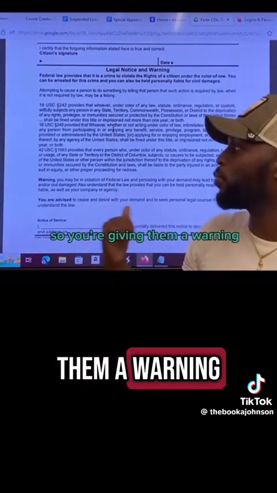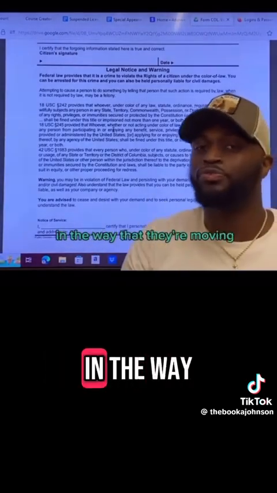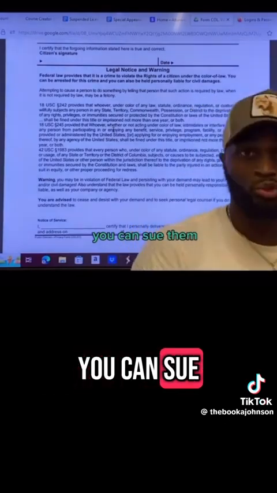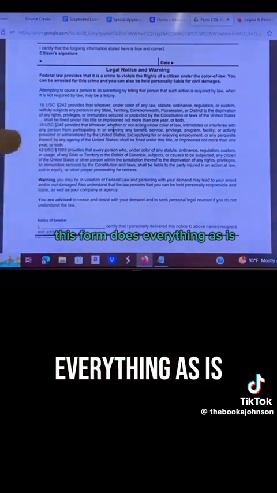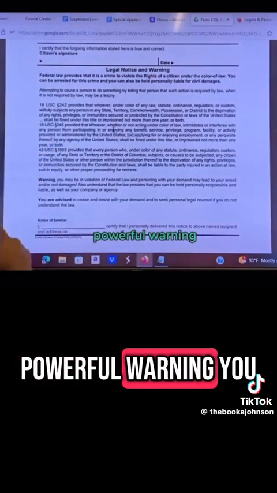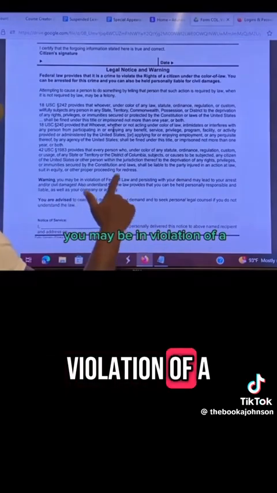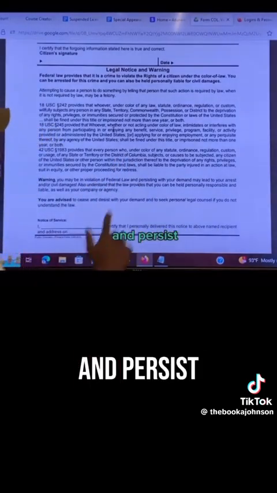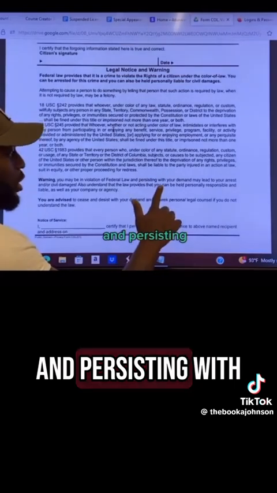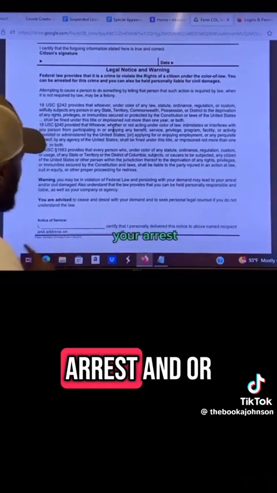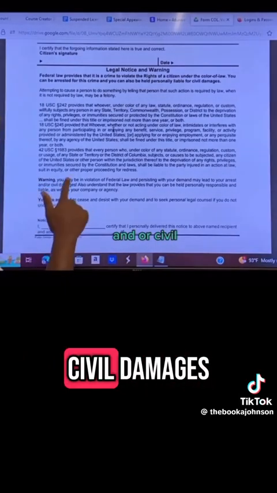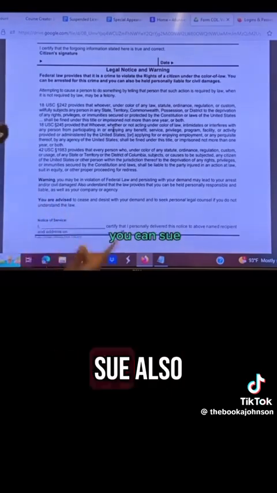So you're giving them a warning that if they continue to move in the way that they're moving, you can sue them. How do you give them that warning? This form does everything. Guys, it's powerful. Warning: you may be in violation of a federal law, and persisting with your demand may lead to your arrest and/or civil damages, meaning you can sue.